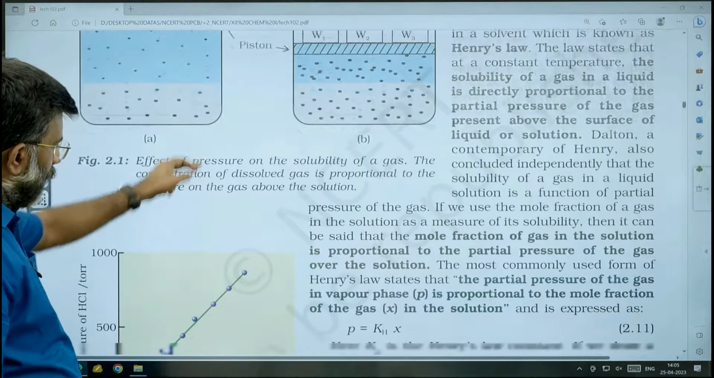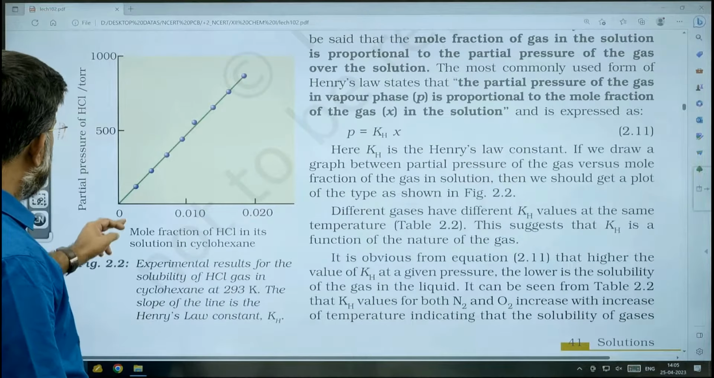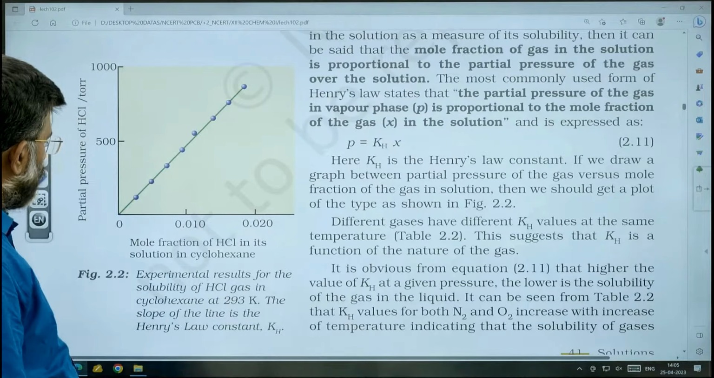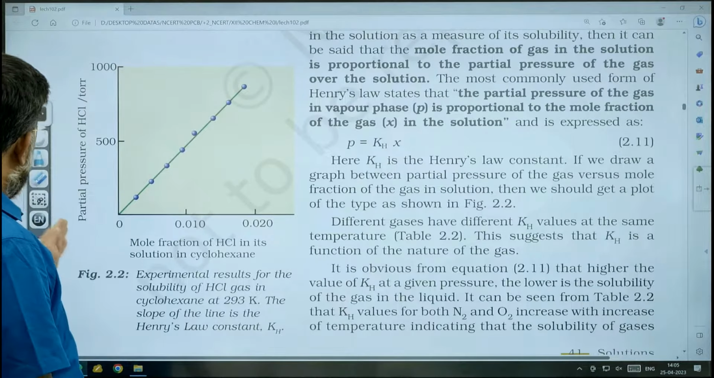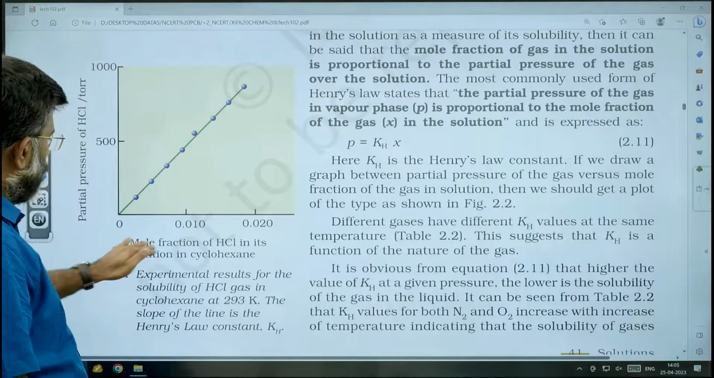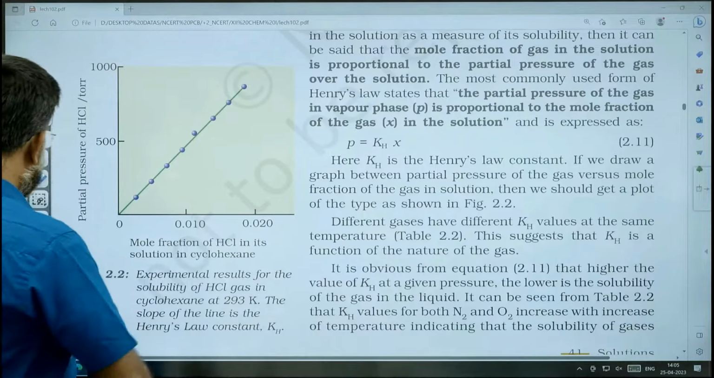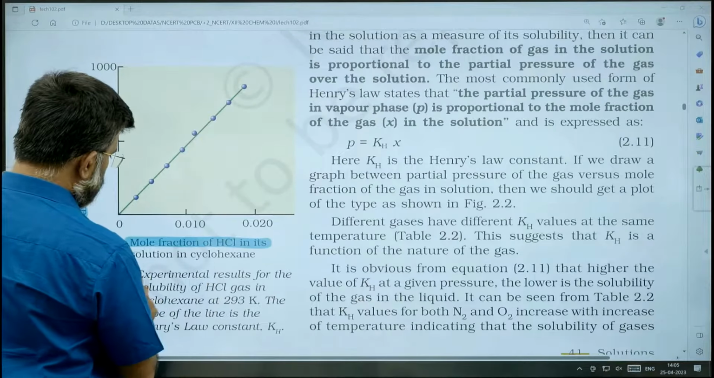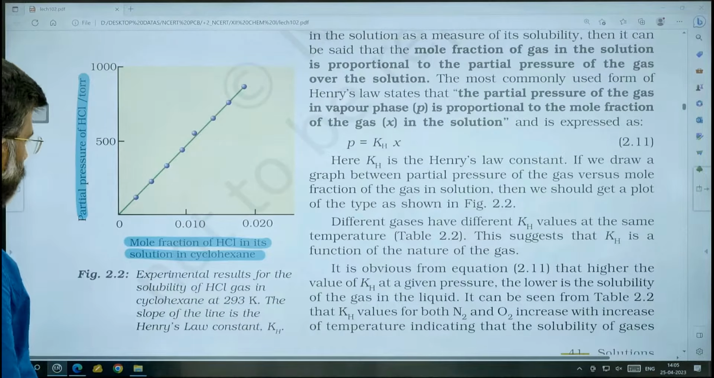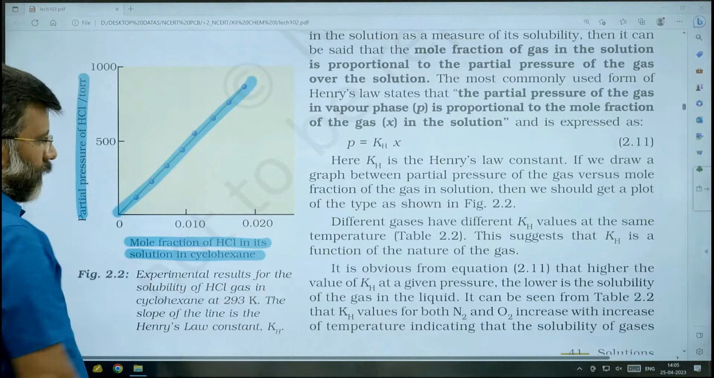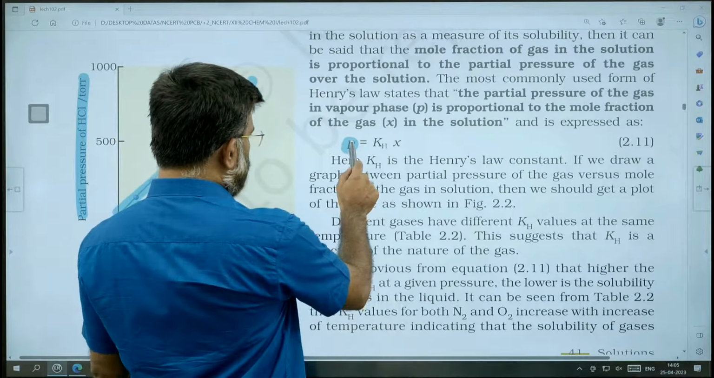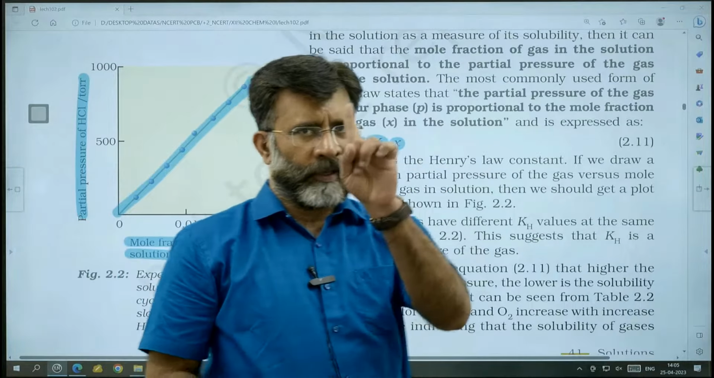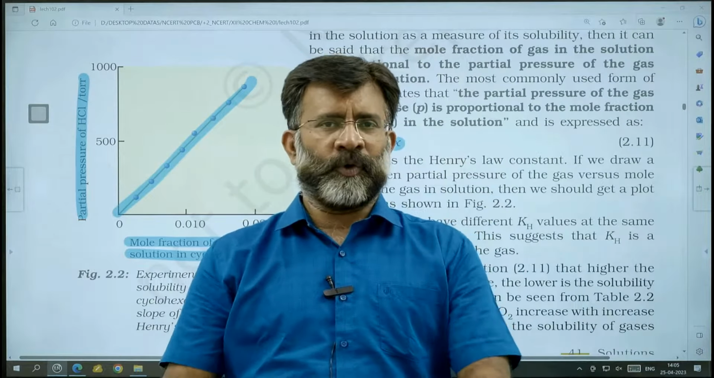Here you find a graphical representation for finding the KH value for dissolution of HCl in cyclohexane. Along the y-axis you have the partial pressure of HCl, and along the x-axis the mole fraction of HCl in the cyclohexane medium. You get a straight line starting from the origin, and the slope of the line will be equal to KH, that is, Henry's law constant.